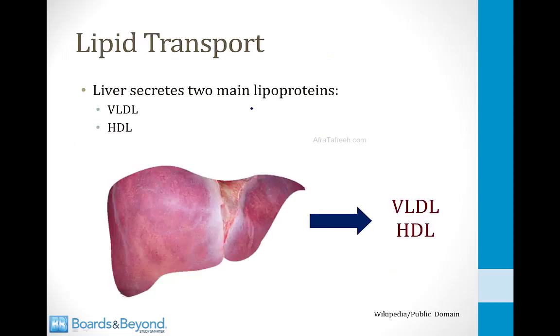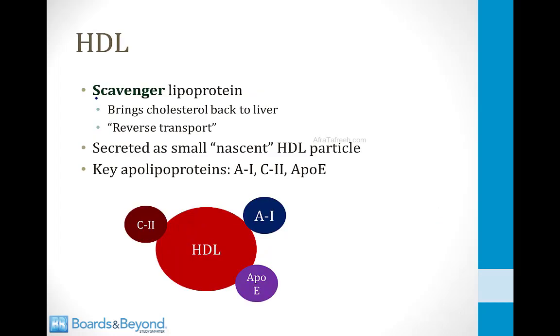The liver secretes two main lipoproteins to deliver cholesterol and triglycerides to tissues in the body, and those two lipoproteins are VLDL and HDL. HDL is referred to as a scavenger lipoprotein, and this is because it can pick up cholesterol in the periphery and bring it back to the liver. This is sometimes called reverse transport of cholesterol back to the liver.